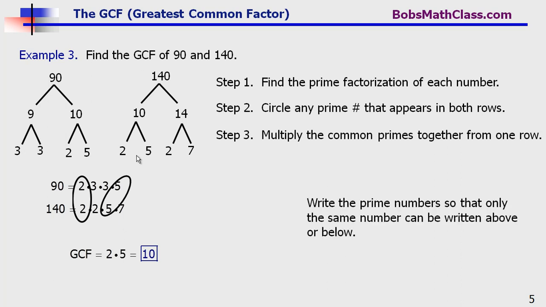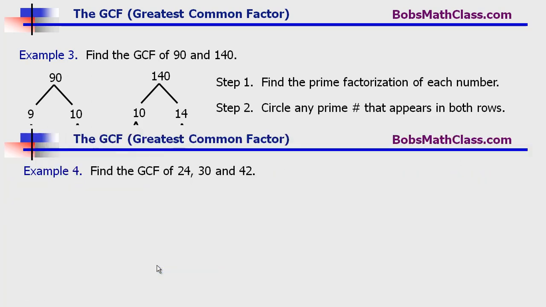So we put a little note here. Write the prime number so that only the same number can be written above or below. So like these 3's would be moved over to the right because there's only a 2 below it. So you don't want to have a 3 over a 2. So you might want to write something like this. So a 2 and then a little bit of space because there's a 2 below it. And then a couple 3's, nothing underneath those because it doesn't have a 3 below. Then the 5's could be circled just straight up and down.